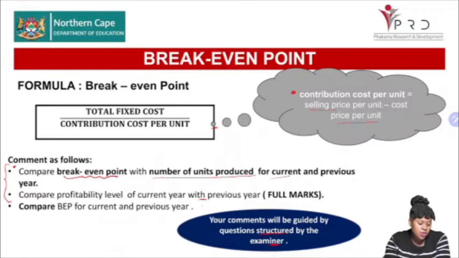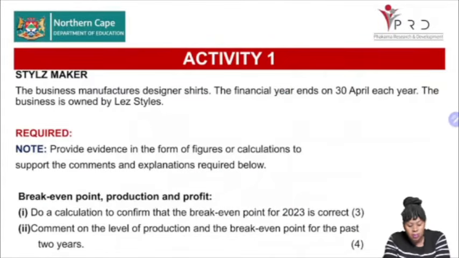Sometimes the examiner just requires you to compare the current year and the previous year. Sometimes the examiner can require you to just comment on the break-even point with the number of units produced on that particular year. Or sometimes the examiner can actually ask you about the profitability. So it's very important for you to be able to read what is required of you in order to be able to answer the question to the best of your ability.